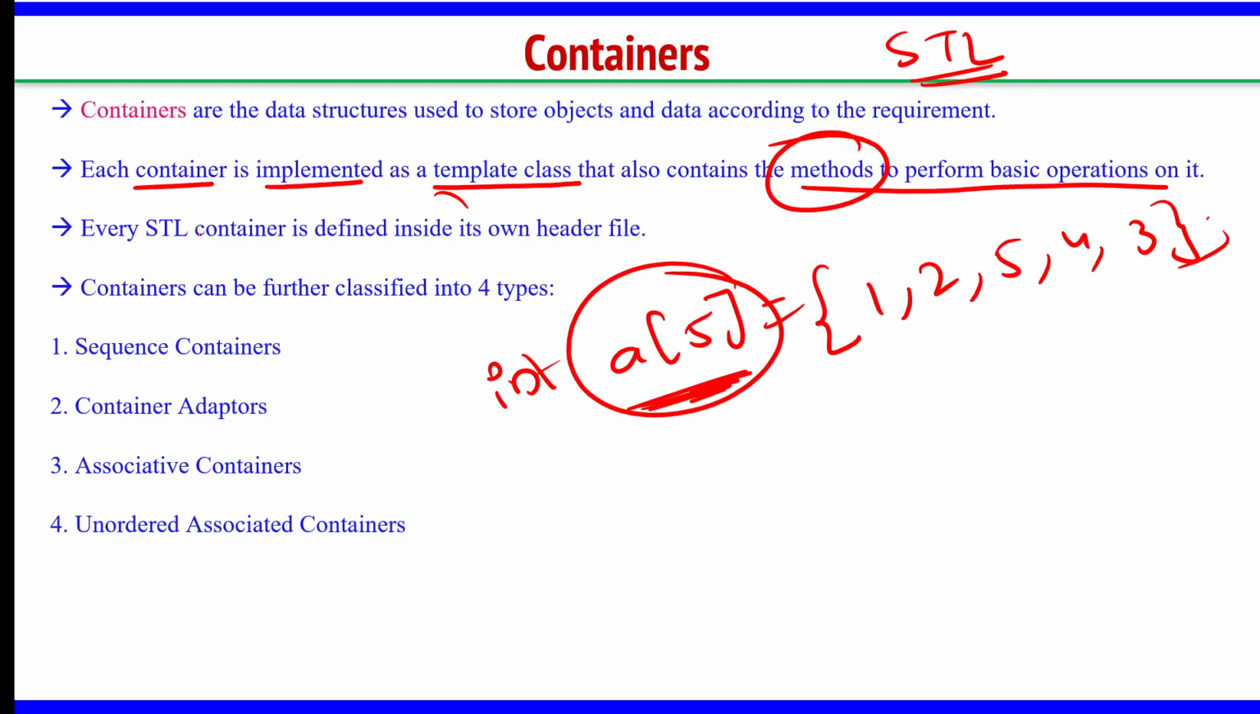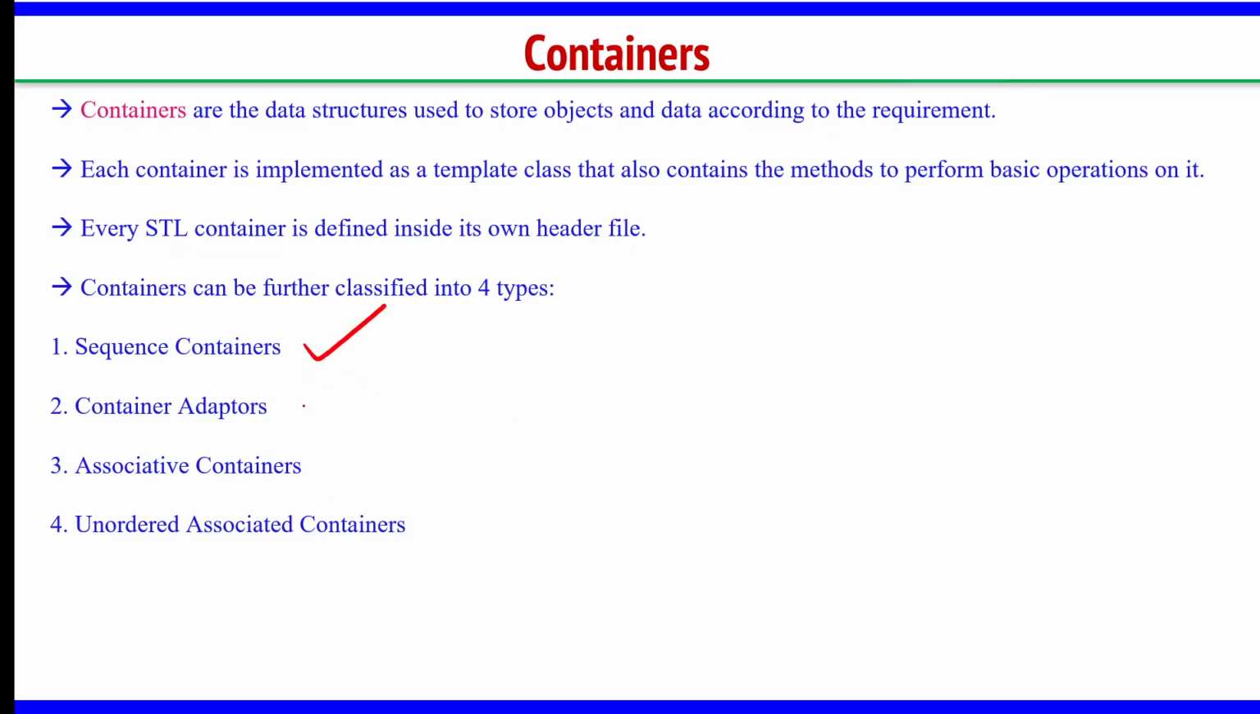Then every STL container is defined inside its own header file, meaning there are different header files which have to be included to implement STL. Further, STL containers are classified into 4 different types: sequence containers, container adapters, associative containers, and unordered associative containers. We will be covering what is there in our syllabus. What is a container? They are data structures which are used to store objects and data as per our requirement.